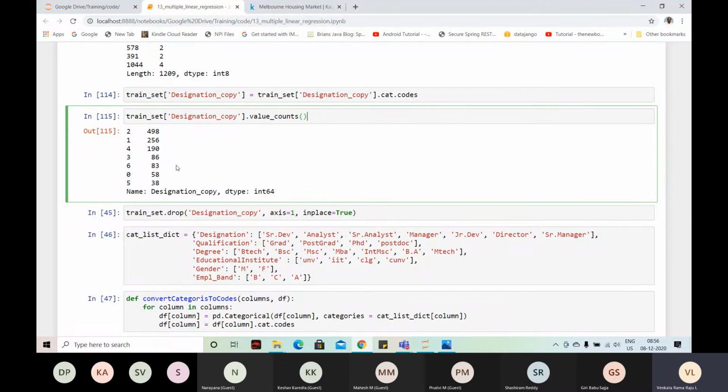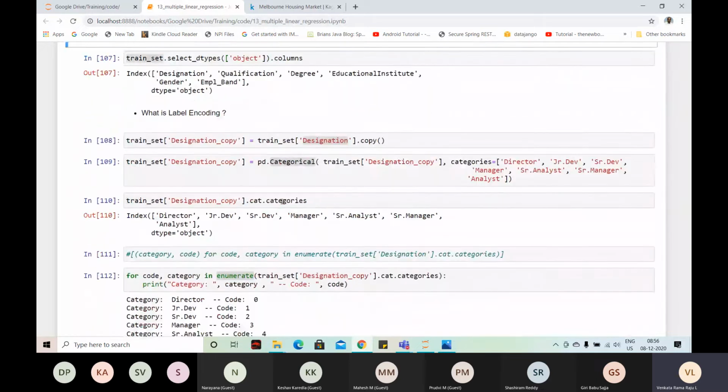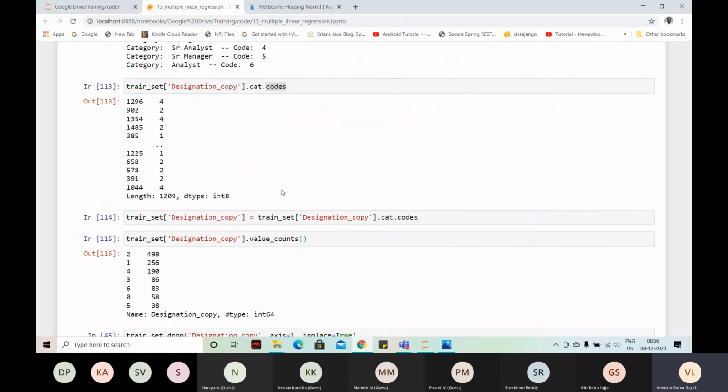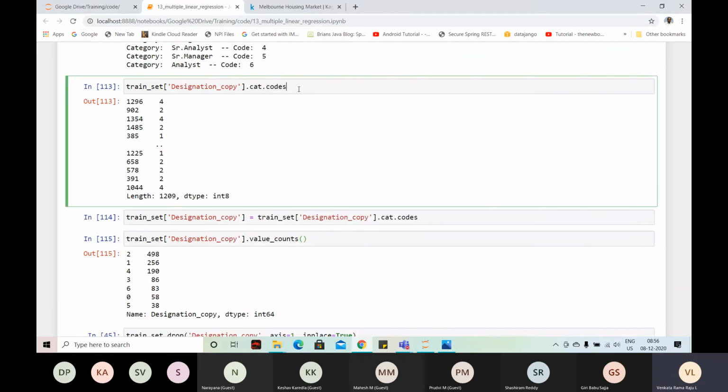So I'll go a little faster today, and tomorrow I'll start from here only. Label encoding I'll start and explain again. Give me like 5 minutes and I'll just go through it and try to cover this whole process. And tomorrow again we'll cover the same thing. So I converted all the designations into numbers.